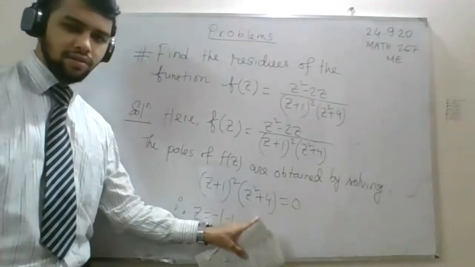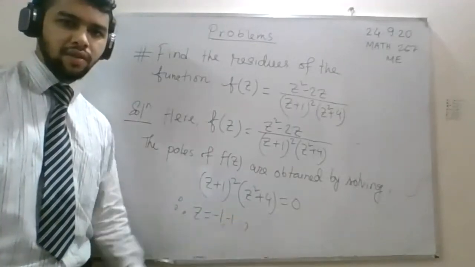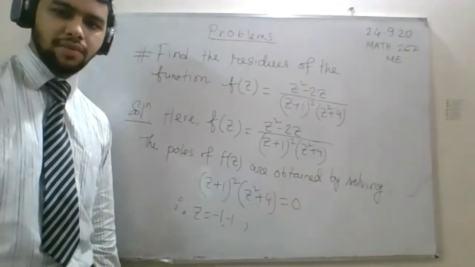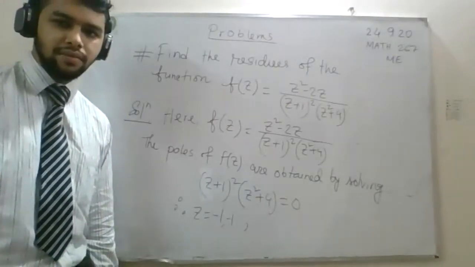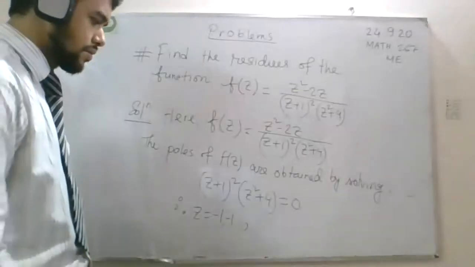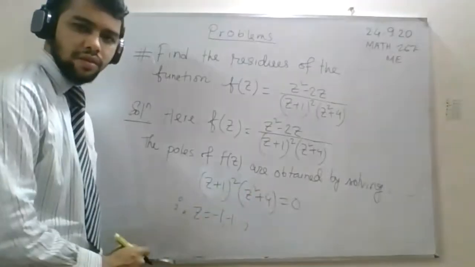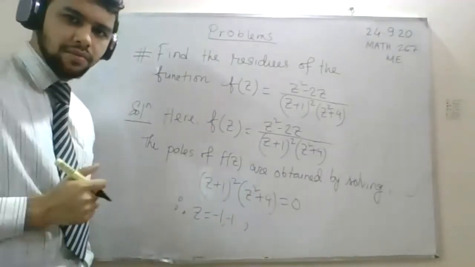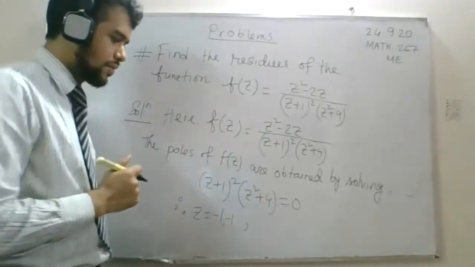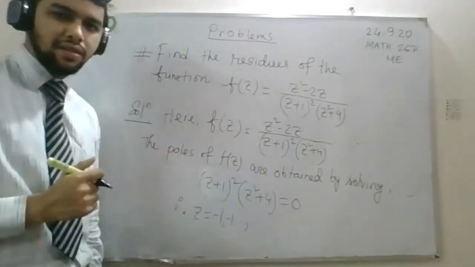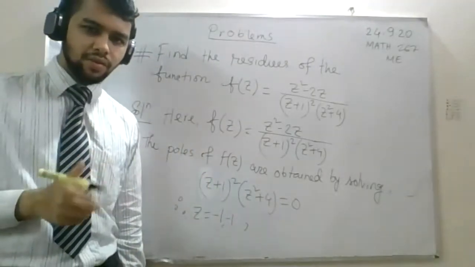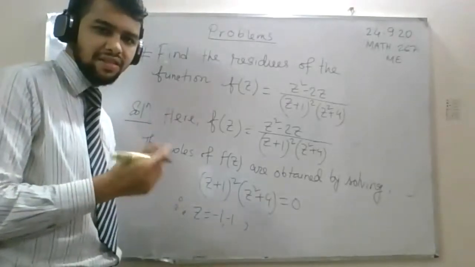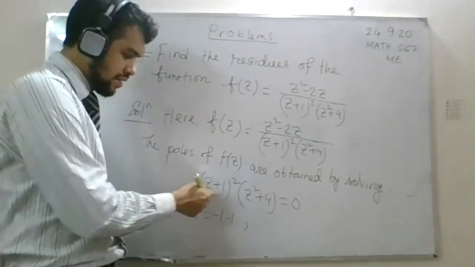And for this, what is the value of z here? How can I find the value of z from z² + 4? Anyone? Can no one say what it will be? Sir, 2i, plus minus 2i. Yes, so this is plus minus 2i. So here the values of z are different, and there the values are similar.